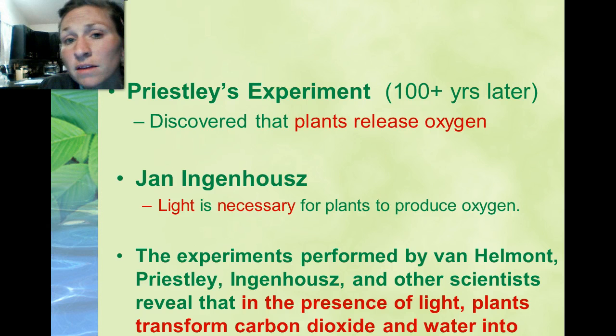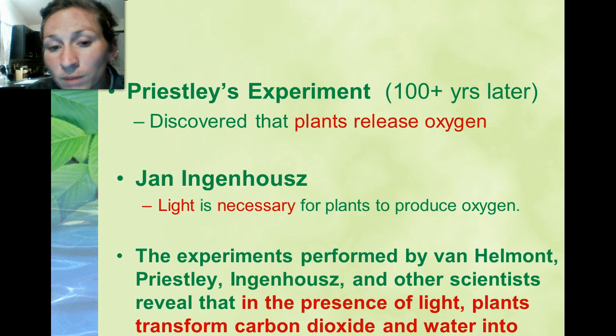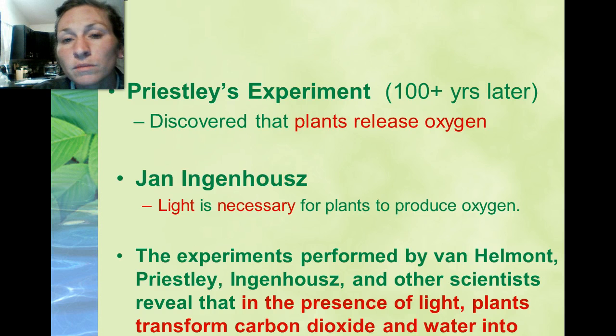Now, a couple other guys helped us elaborate on our knowledge of photosynthesis even more. Priestley's experiment, about 100 plus years later, revealed that plants also release oxygen as a byproduct. And then we also had Ingenhousz. He realized that light was necessary in order for this whole process to even happen, and also for that oxygen to be produced. So, together with Van Helmont, Priestley, Ingenhousz, and a few other scientists, we revealed that in the presence of light, plants are able to transform carbon dioxide and water into oxygen and carbohydrates.